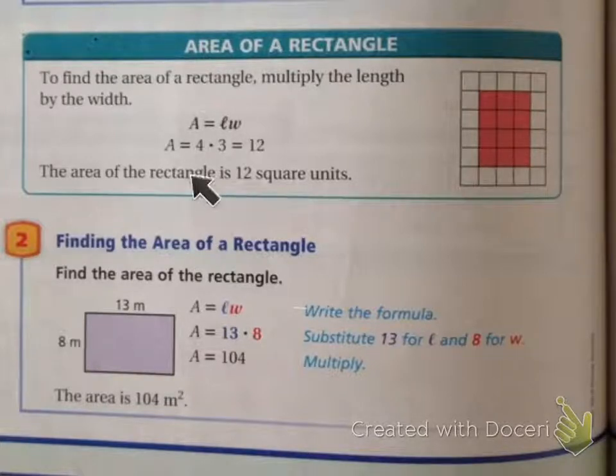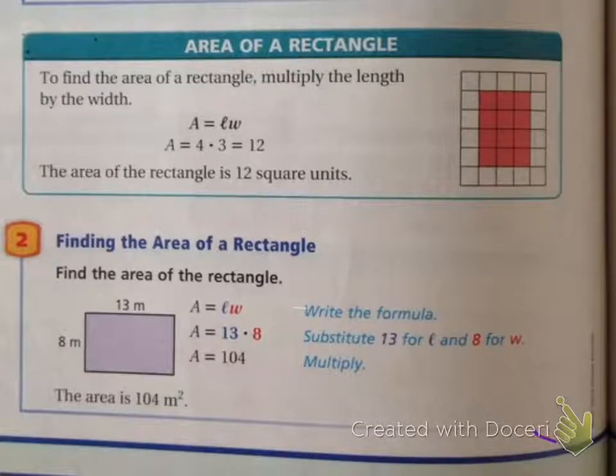So area equals length times width. Area equals 4 times 3, which is 12. Then we have to label: the area of the rectangle is 12 square units. Hopefully most of you learned that in 5th grade, so this is a good review. If we look at example 2, and our directions say find the area of a rectangle, for your work I want you to do A equals L times W every single time.